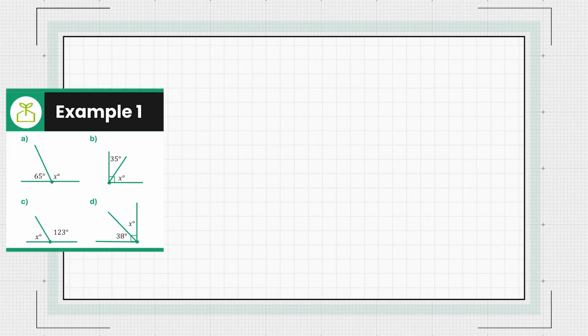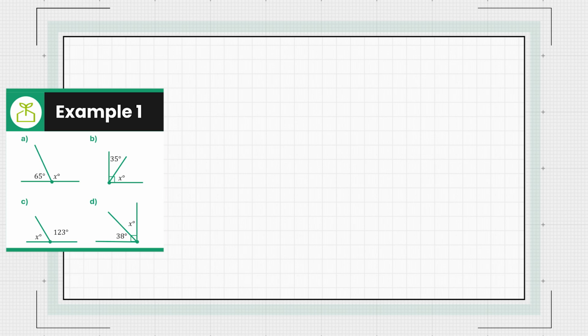Alright, welcome back. So today we're going to be looking at how we can solve for unknown angles by using what our knowledge is of angles, and instead of using a protractor for everything. So our first question asks us to solve the following without using a protractor.